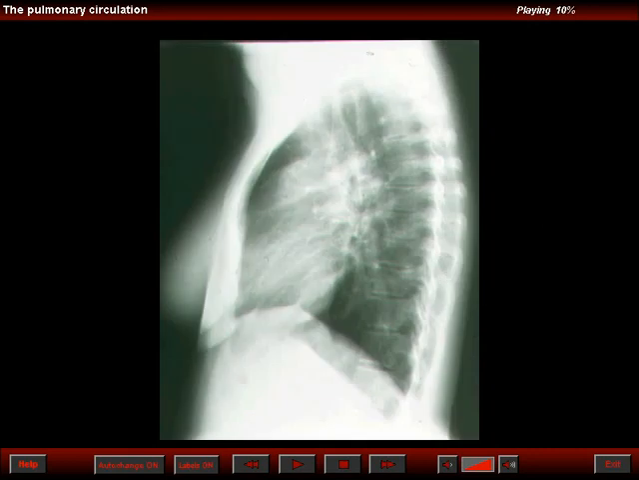The lateral view of the chest shows marked enlargement of the pulmonary trunk. At this stage of the game, the patient developed pulmonary hypertension due to a large left to right shunt and was in the so-called Eisenmenger syndrome phase.